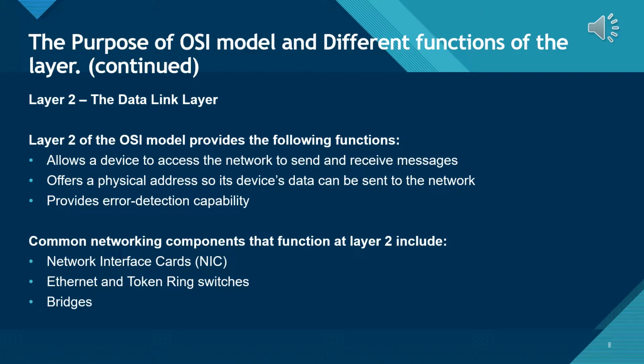The second layer of the OSI model is the data link layer. This layer provides the following functions. It allows the device to access the network to send and receive messages. It offers a physical address so each device's data can be sent to the network. It provides error detection capability. Common networking components that function at layer 2 are the NIC, Ethernet and token ring switches, and bridges.